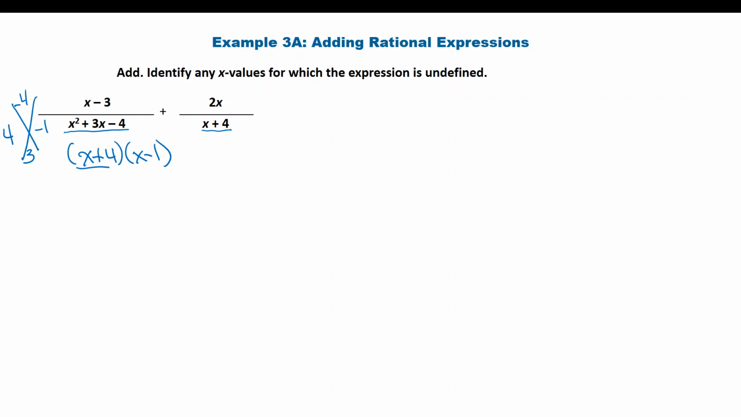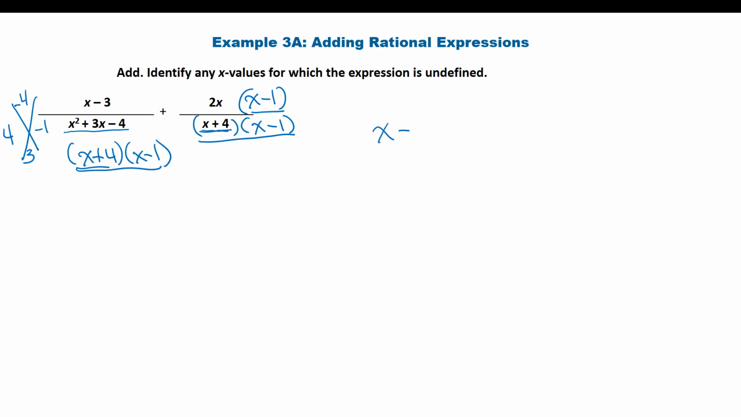And notice I already have an x plus 4 over here, so all I have to do to make them common is just go ahead and multiply an x minus 1. But if I do it on the bottom, don't forget you have to do it on the top also. All right, so now I have two expressions that I'm going to add together, and they have a common denominator.